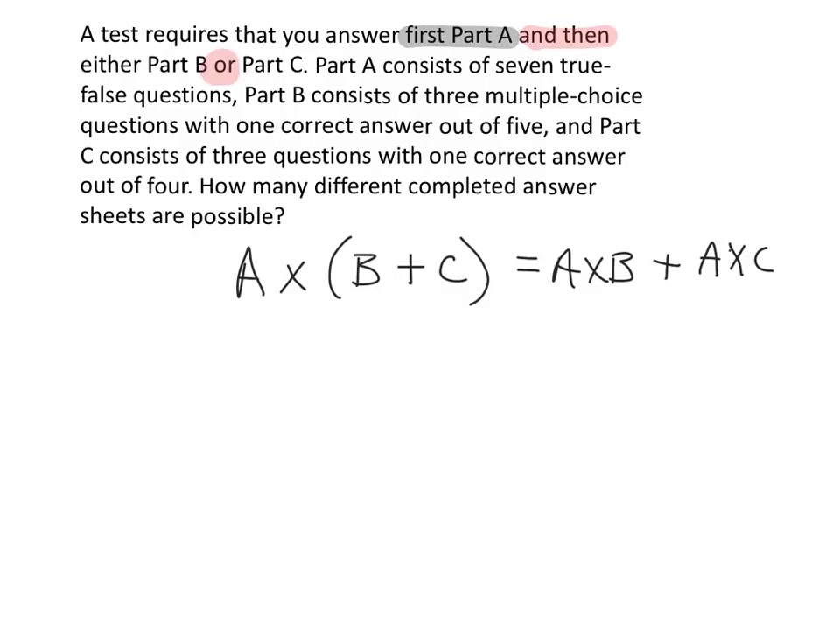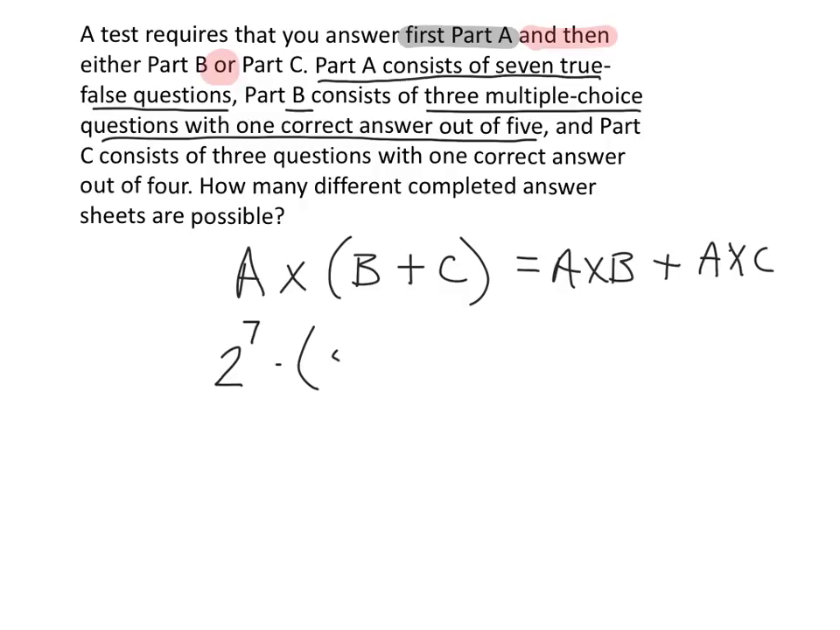Part A consists of 7 true-false questions. So the number of options for each true-false question is 2, and there are 7 questions. We're going to multiply that by: Part B consists of 3 multiple-choice questions with 1 correct answer out of 5. 5 options for each question, 3 questions. Part C consists of 3 questions with 1 correct out of 4, so there's 4 possibilities for each answer, and there are 3 questions. I'm going to enter all of this into my calculator.